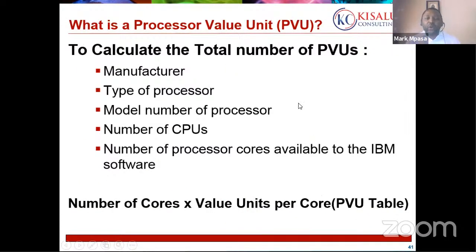So that's it for us to calculate the number of processor value units that we need on a system. As we know the details about the manufacturer and so on, we need to know the number of cores that the IBM software will use. And then we take the number of those cores with the value units per core that we see on the PVU table. Then it gives us the total number of units that will be licensed for the software.